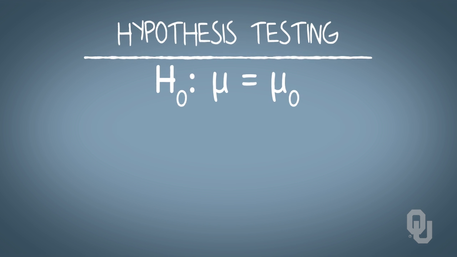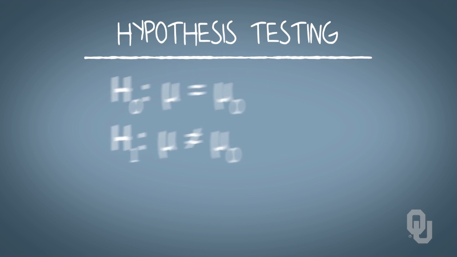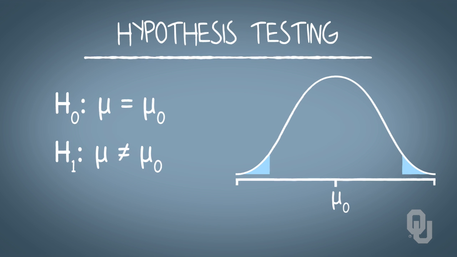Say we've got a set of hypotheses about a population mean. The null hypothesis is that the mean is equal to mu naught, and the alternative hypothesis is that the mean is not equal to mu naught. This is a two-tailed test, as we have strict equality in the null and strict inequality in the alternative. We want to reject the null if the evidence lies significantly above or significantly below the mean. Therefore, the rejection region of size alpha is dispersed in both tails.